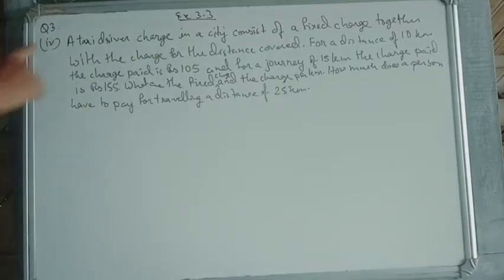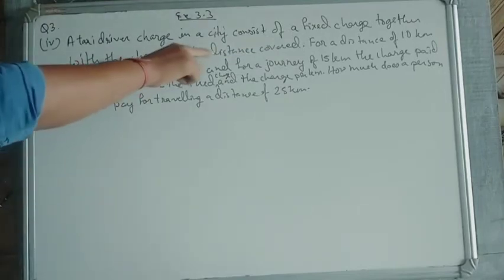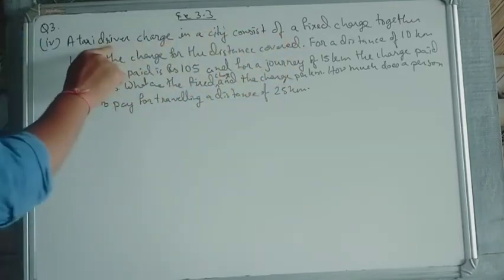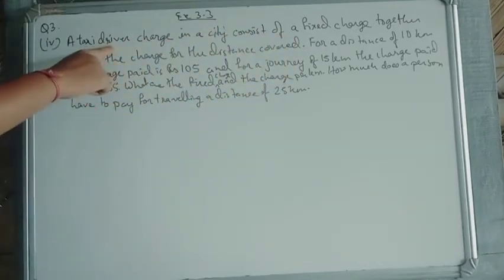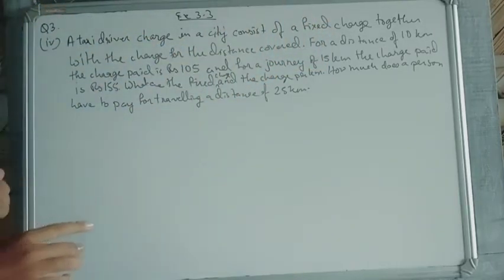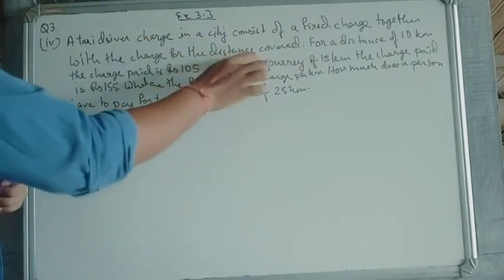What their question is: a taxi driver's charges in a city consist of a fixed charge together with the charge for the distance covered. Okay, then what their question is saying: there is a taxi driver. Now what happened, there is a fixed charge, and there will be a charge for the distance covered.